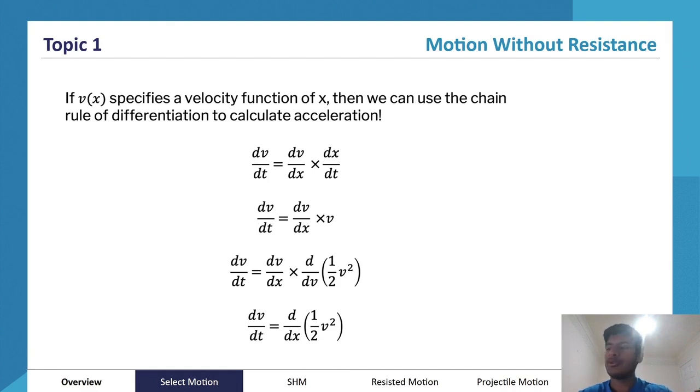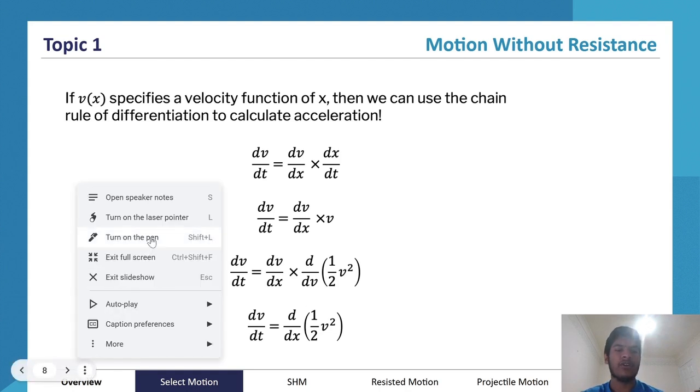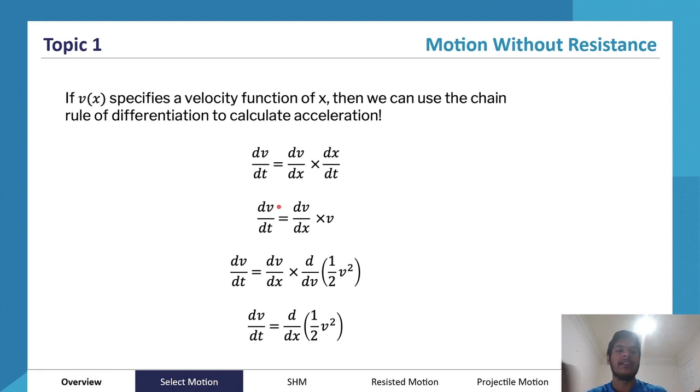Remember, the chain rule looks a bit like fractions canceling each other. That's not exactly the case, but we can sort of pretend it is. So you can think about the dx's cancelling each other, and so we still end up with the same dv on dt expression. So we can say dv on dt is dv on dx times dx on dt. Okay. So dv dt is therefore dv dx times v.